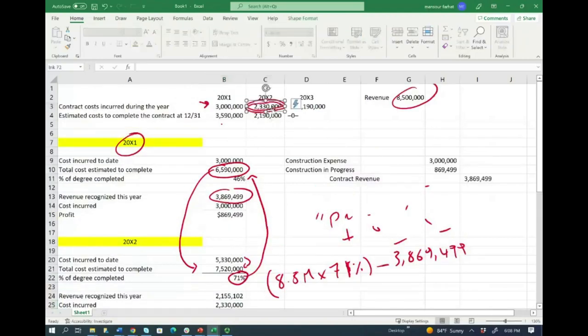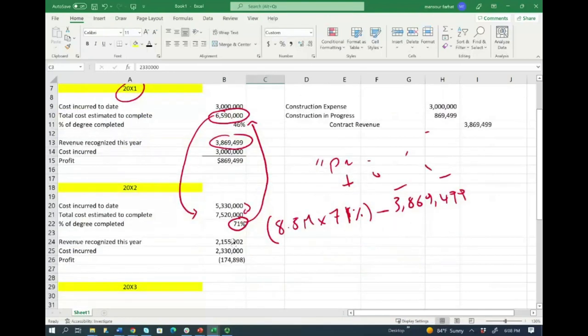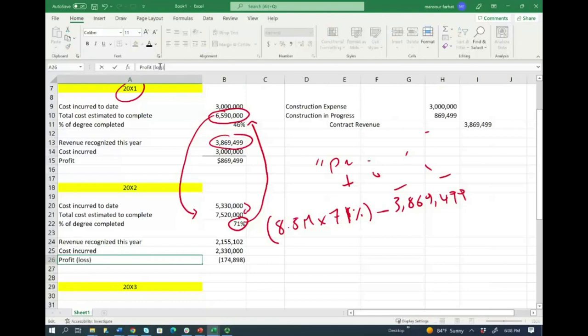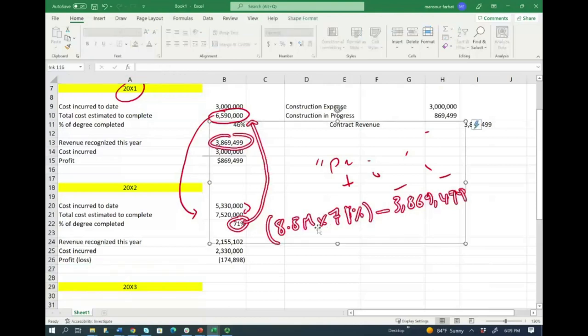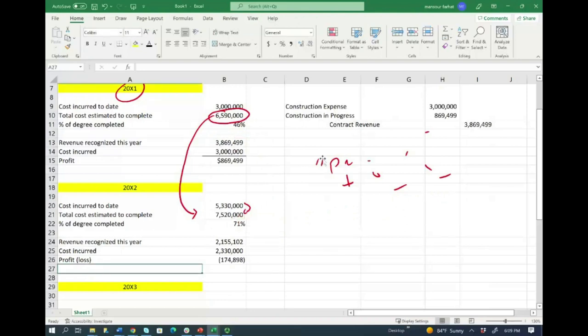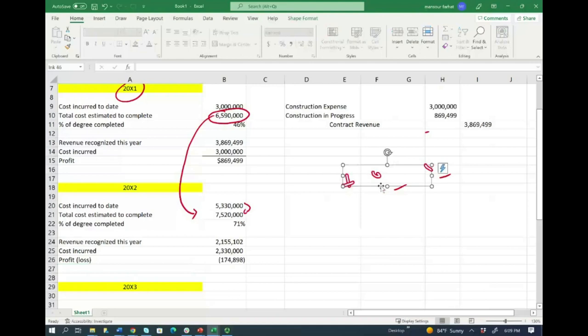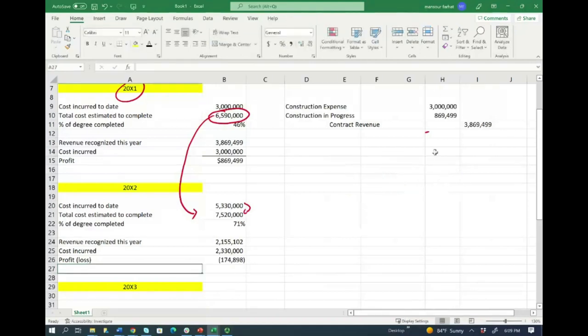Wow. Hold on a second. Notice in year two, my cost is greater than my revenue. So what I have in year two is not a profit. In year two, I have a loss, and my loss is $174,898. Every time you incur a loss, the company will have to stop and ask themselves, is this loss for the whole project, or is this loss only for the interim period? What does that mean? It means, would this loss make my project unprofitable, or would this loss make only this year unprofitable?